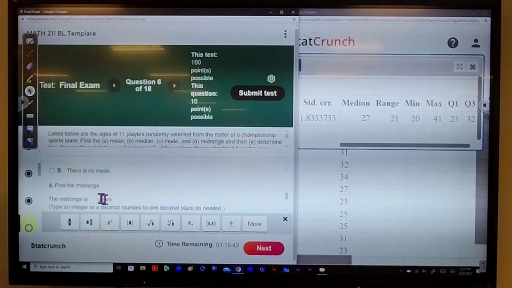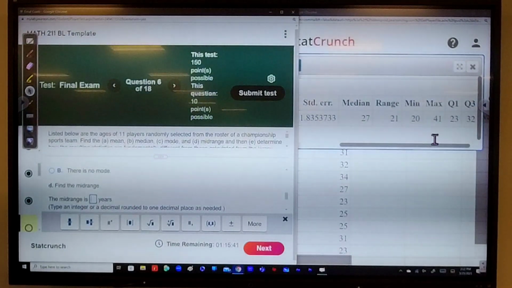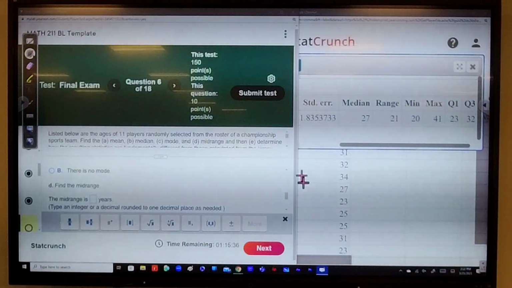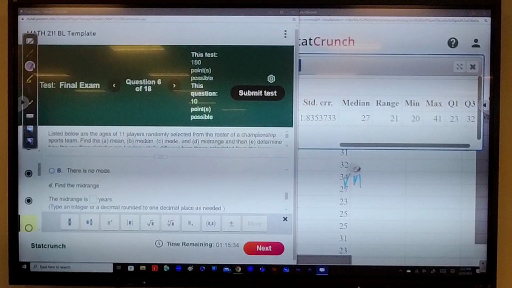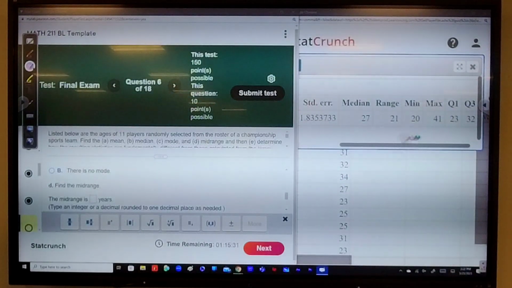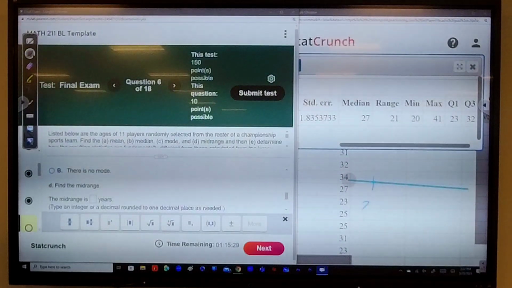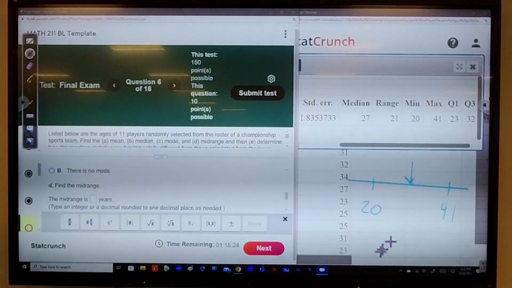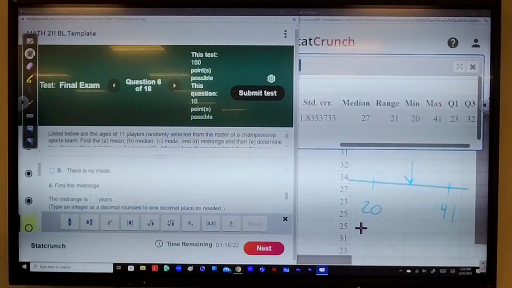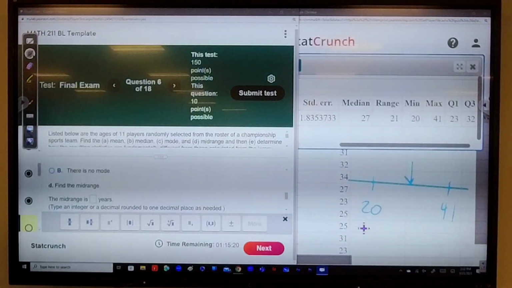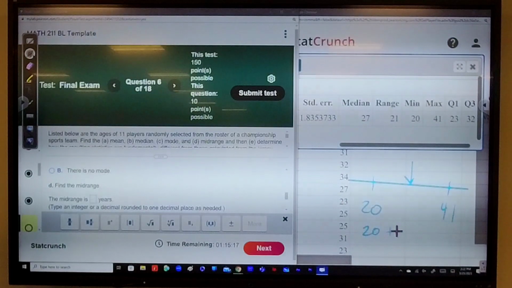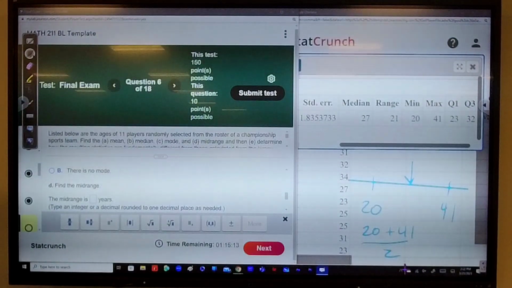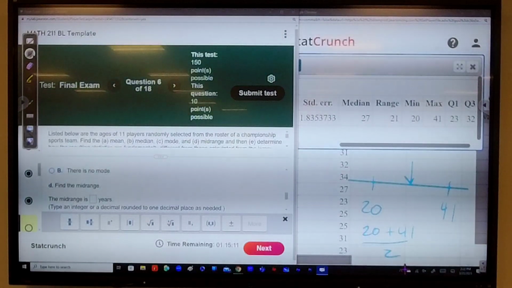Find the mid-range. StatCrunch cannot do mid-range for you. You have to do it by hand. It's quite literally the halfway point between the maximum and the minimum. So the minimum is 20, the maximum is 41. Whatever number is right there in the middle is our mid-range. You can calculate it by taking the average of those two numbers. So 20 plus 41 over 2. So it's 61 over 2, that's 30.5.